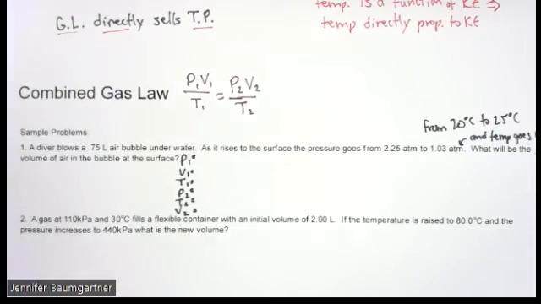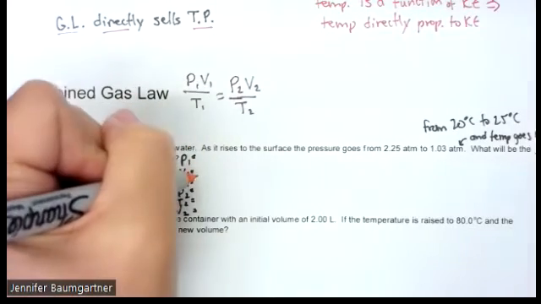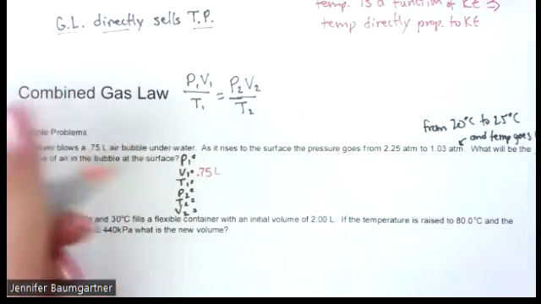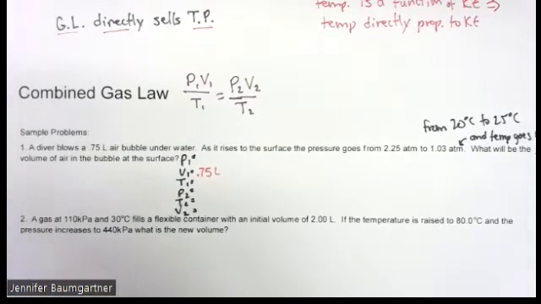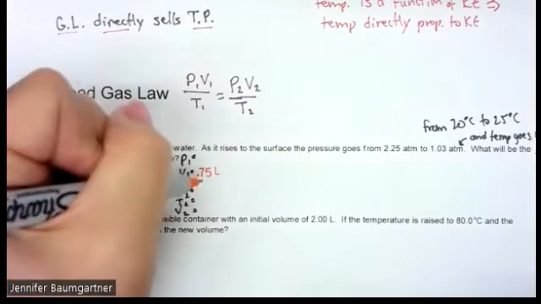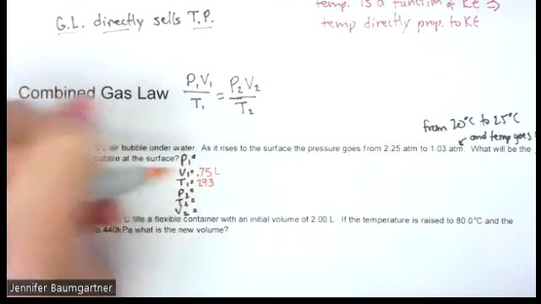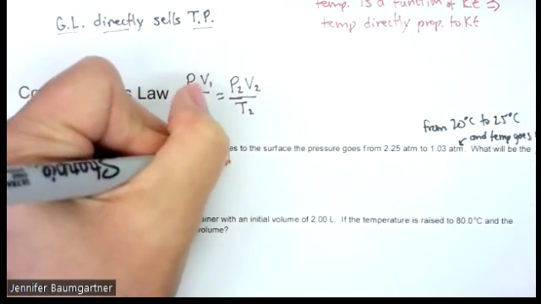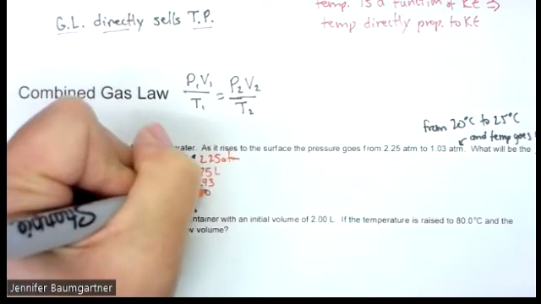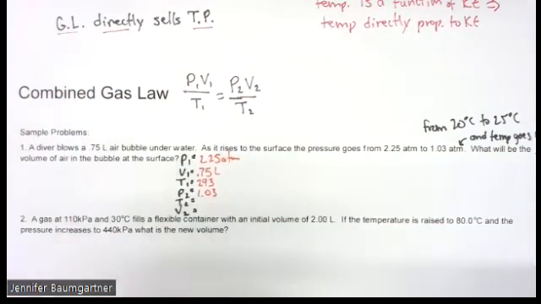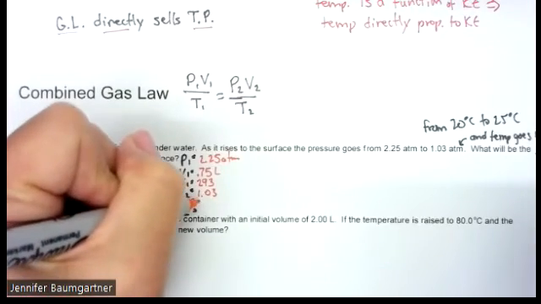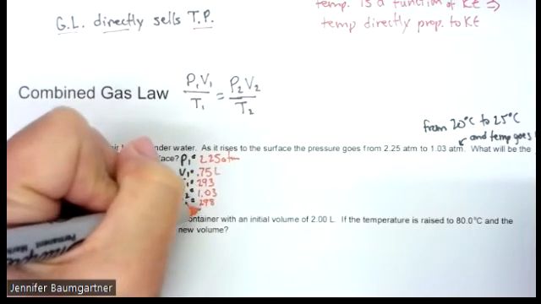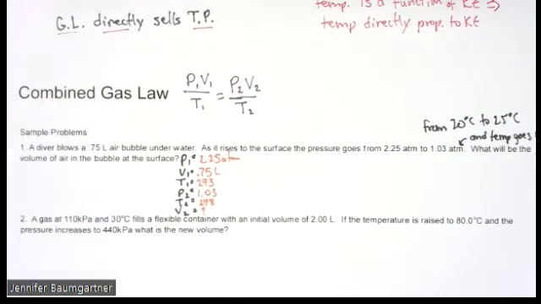Okay, so we start off with 0.75 liters in our volume. And my temp one, I need to put that into Kelvin. So that's going to be 293. My pressure goes from 2.25 atmospheres to 1.03 atmospheres. T2 is going to be 298 if I put that into Kelvin, and we're solving for V2.